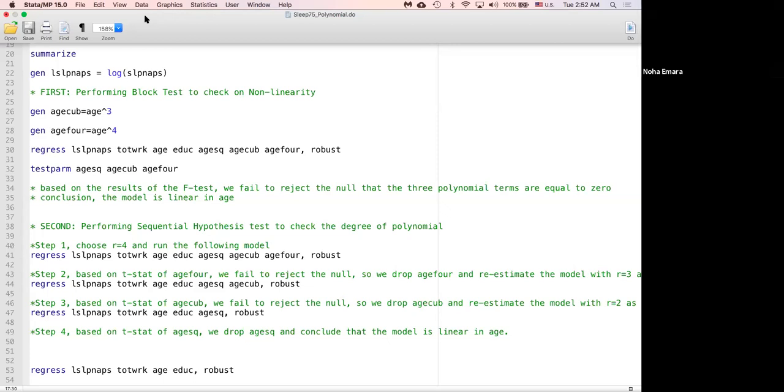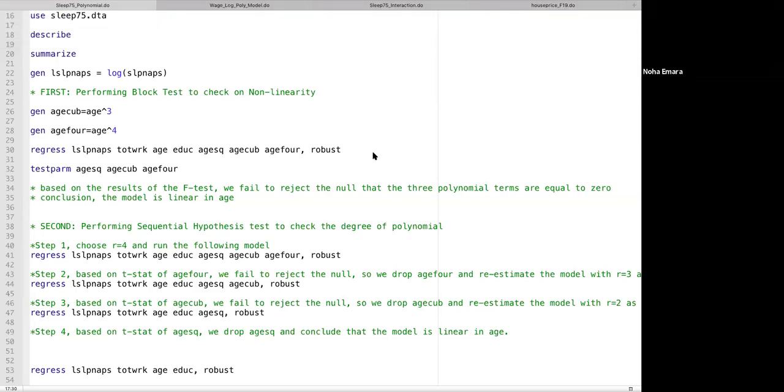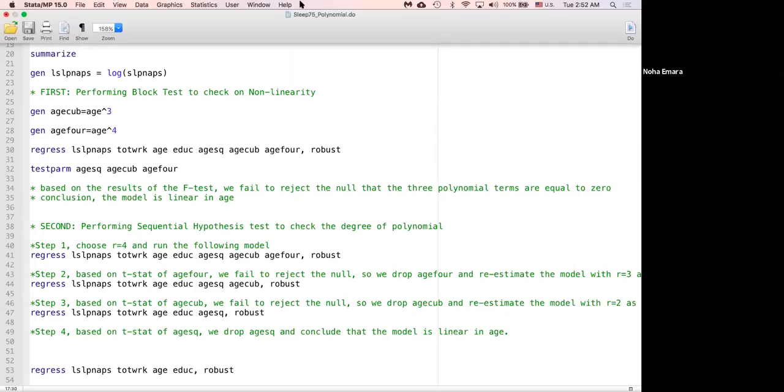Hi everyone. So Parth is saying the variables in the description don't match with the variables in the Stata file. Okay, let me check.